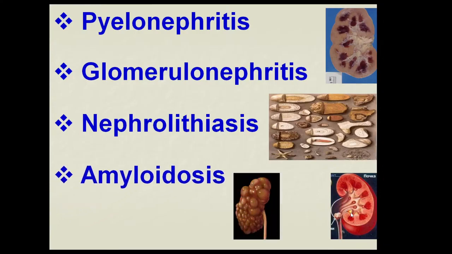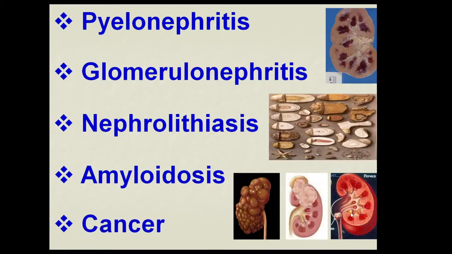Amyloidosis, a pathological process which appears as a complication of any primary pathology with involvement of protein metabolism. Amyloidosis is characterized by formation of a pathological protein, amyloid, which is deposited inside the organs, first of all in the kidney, and disturbs their function due to disordered structure. And cancerous process. New growths can affect any organs, and the kidney also.